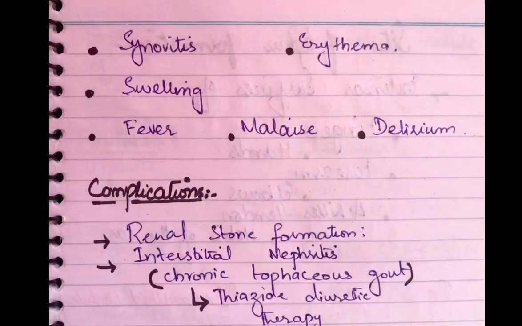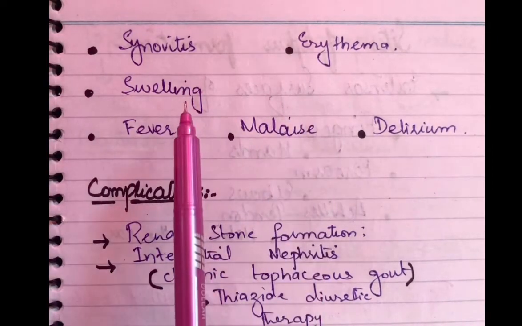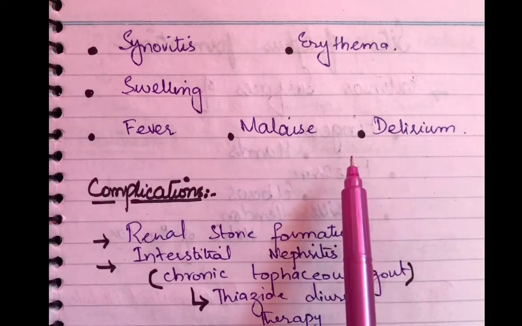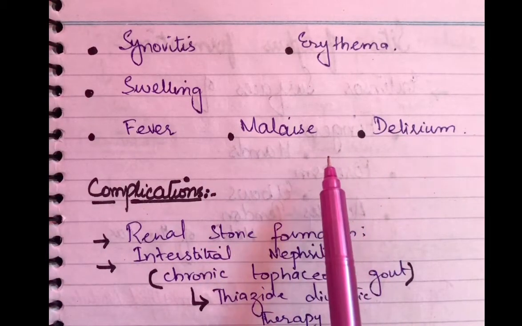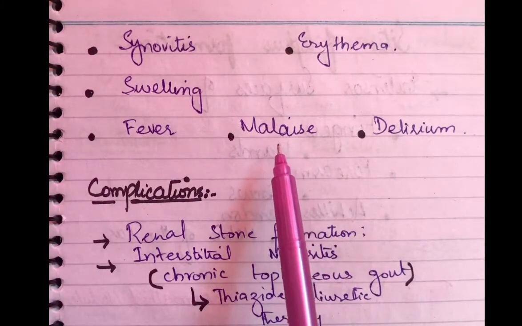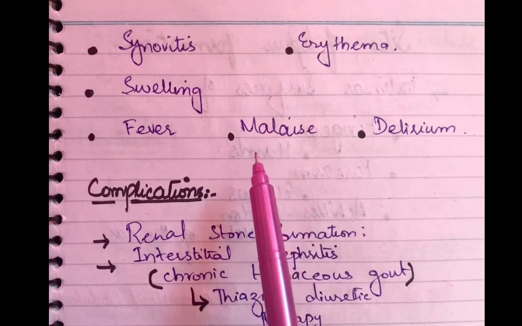We are going to tell what happens to the patient when the attack of gout starts. When the attack of gout starts, the patient experiences symptoms which consist of synovitis, erythema, swelling with progressive fever, malaise, and also delirium. These are the complications which are going on during the attack. What happens as the attack subsides? There is a kind of pruritus and desquamation of the overlying skin.